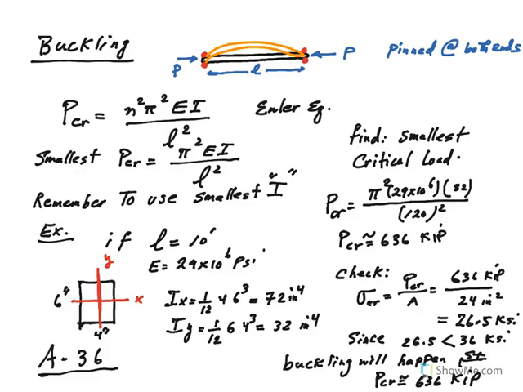Hello everybody. I'm here with a very simple example of buckling, and I want to start with a quick review of the equation. If you recall, in the previous video I derived the equation that gives us the critical load for a bar that is pinned at both ends.